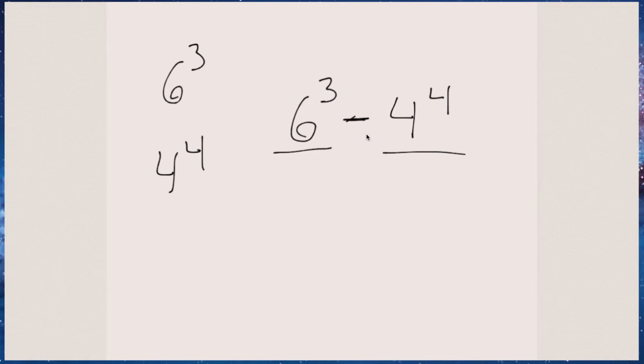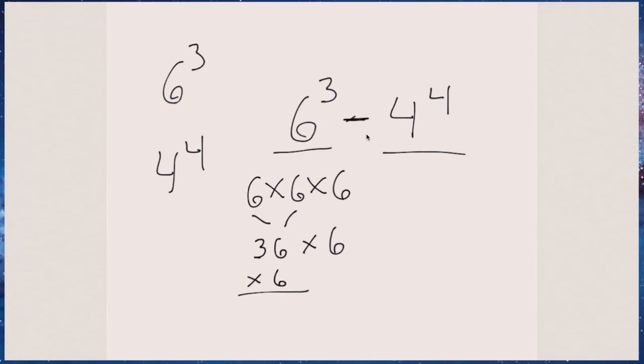6 to the third is going to look like 6 times 6 times 6. So if I do 6 times 6, it gets me 36. 36 times 6, we're getting a little bit bigger now. If we multiply it out, 6 times 6 is 36, carry the 3. 6 times 3 is 18, plus 3 is 21. So we get 216. 4 to the fourth, if we go there, is 4 times 4 times 4 times 4.